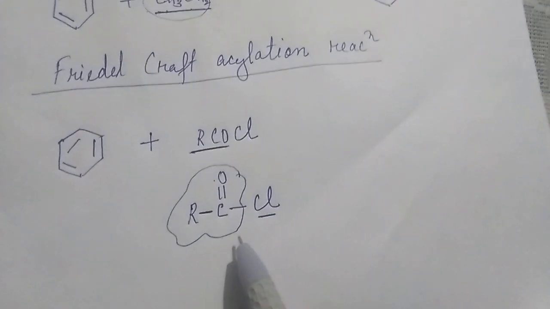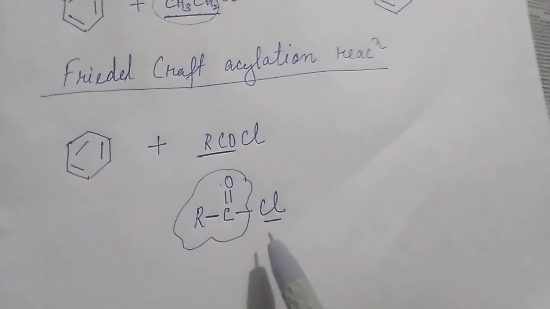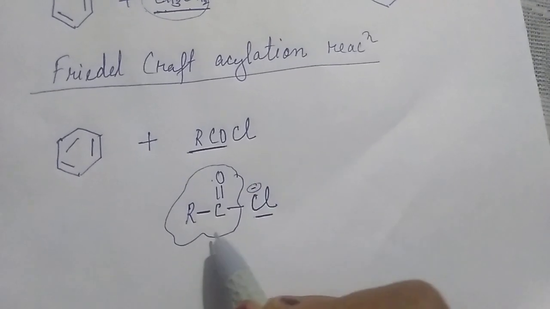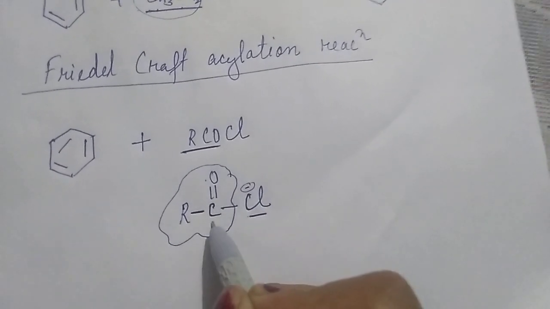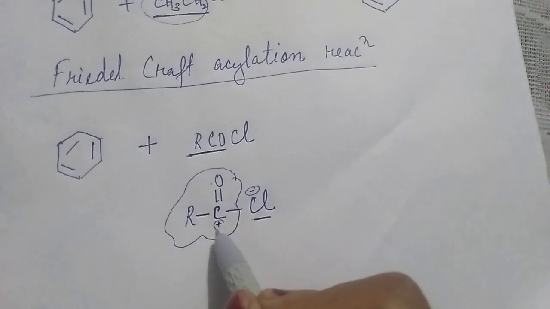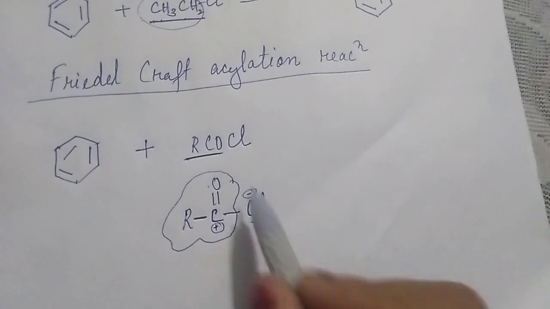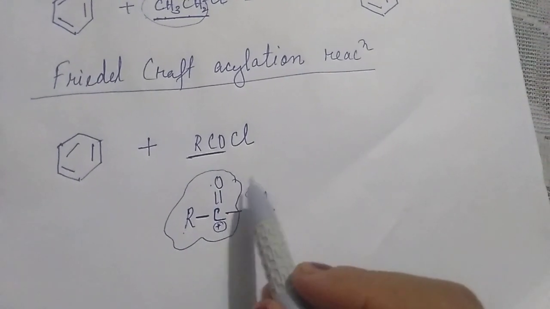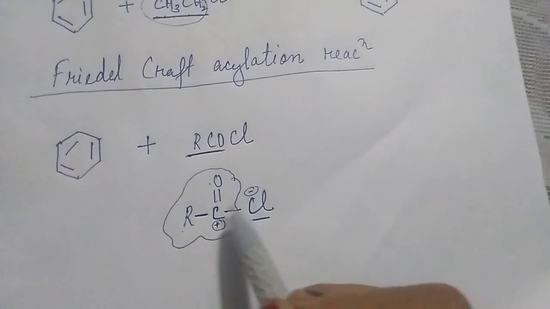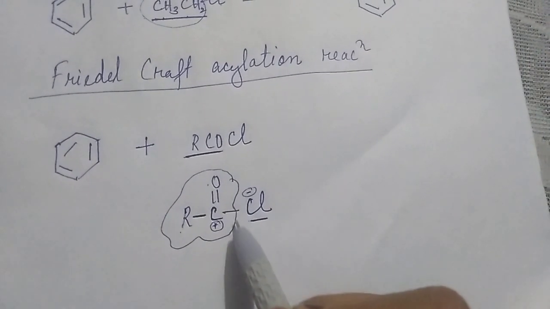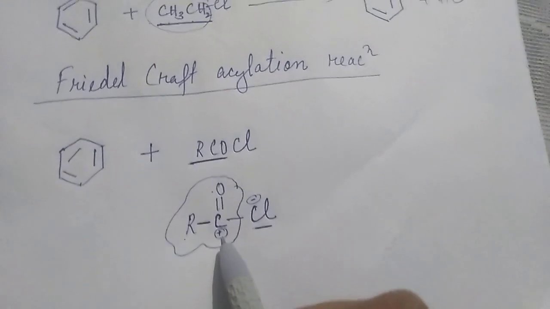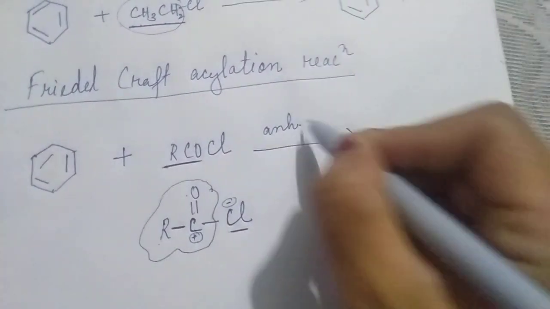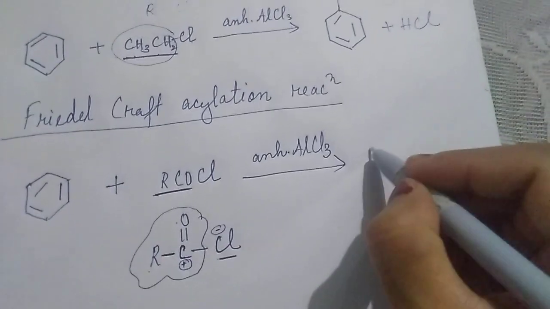Now let us find out which one is your positive part and which one is your negative part. As we know, Cl is electronegative, so this will be the negative part, and this carbon will be your positive part. Remember that this is your acyl group, and where the breakage takes place, that carbon will be your positive part. Similarly, the reagent will be anhydrous AlCl3.